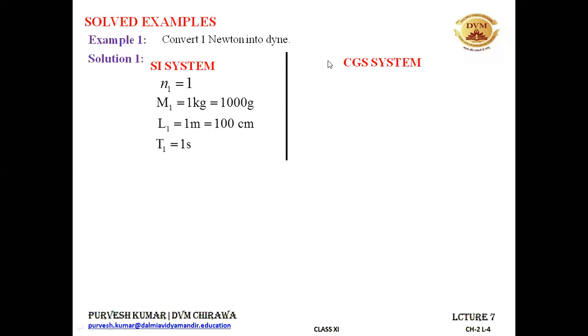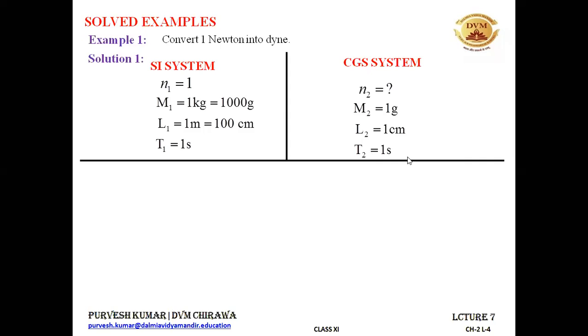Now you need to write the same things for the CGS system. We need to convert 1 Newton to Dyne. It means we need to get the numerical value of 1 Newton in the CGS system. That numerical value is not known to us. So we will be writing n2 is equal to question mark. We don't know this. We need to find this n2. Similarly, M2 is the base quantity of mass for the CGS system, and in the CGS system, mass is measured in grams. We will be writing M2 is equal to 1 gram. Similarly, the base unit of length in the CGS system is centimeter. So L2 becomes equal to 1 centimeter. And T2, it is the time, and the base unit of time in the CGS system is the second only. So we'll be writing T2 equal to 1 second.